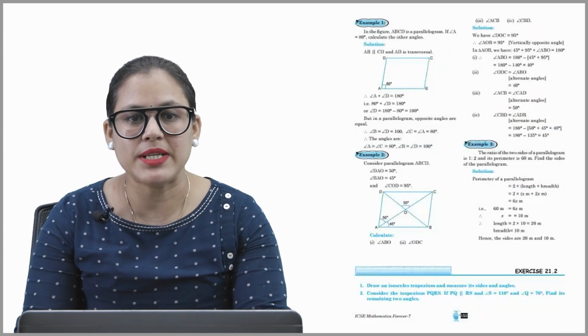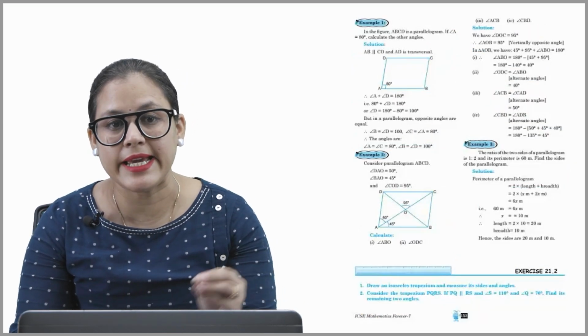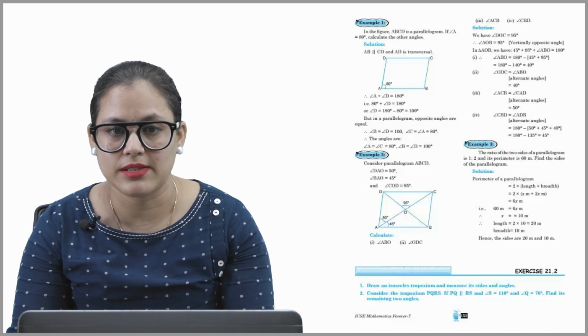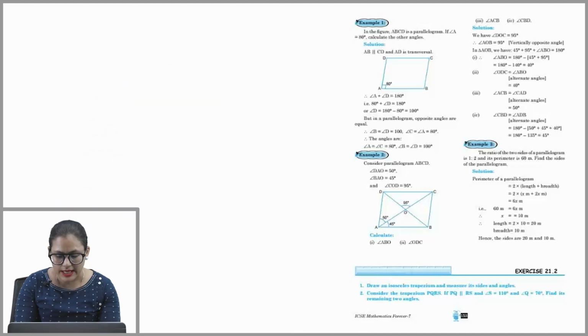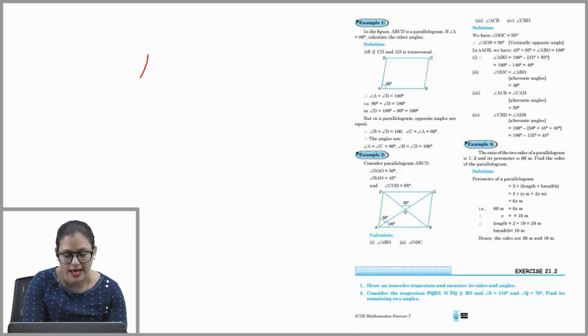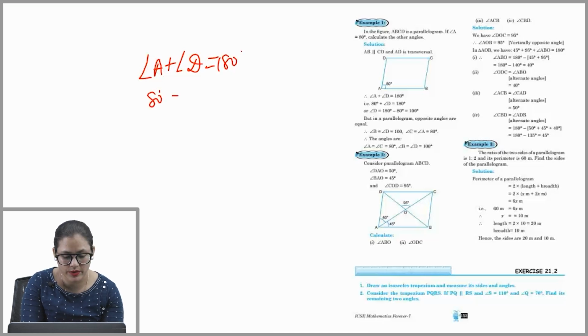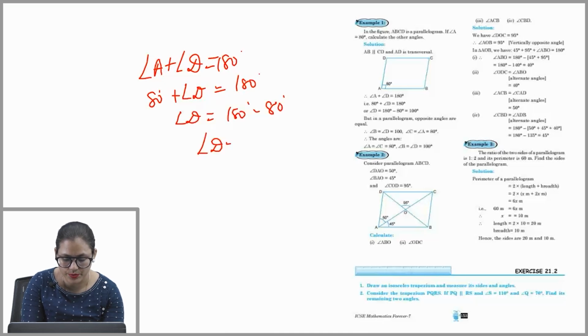Example, in the figure ABCD is a parallelogram. If angle A is 80 degrees, calculate the other angles. See, AB is parallel to CD and AD is a transversal. Therefore, angle A plus angle D is equal to 180 degrees. Angle A is given as 80 degrees. We have to find angle D. So, angle D is equal to 180 minus 80 degrees. That is, angle D is equal to 100 degrees.